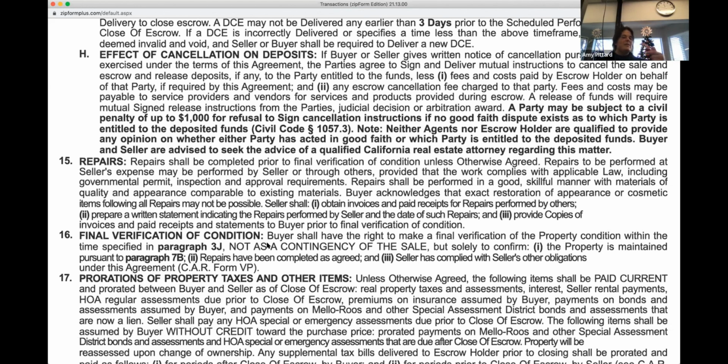Keep this in mind, this little paragraph right here, because this 14H comes in handy a lot with that. The party may be subject to a civil penalty of up to $1,000 for refusal to sign mutual cancellation instructions. A lot of times if you cite that, it gets the document signed a lot faster if you're having problems getting one signed. Usually everybody knows where the deposit should go and that we're canceling and life goes on. And sometimes they just like to delay because they're hurt. It becomes emotional.